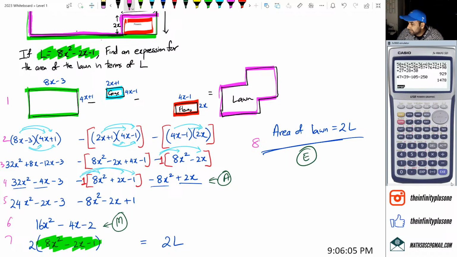If you look at the question, it says if L equals this, find an expression. They're not asking you to solve the equation, because all they're asking is if L equals this, find the area in terms of L. So they're not asking you to solve it.